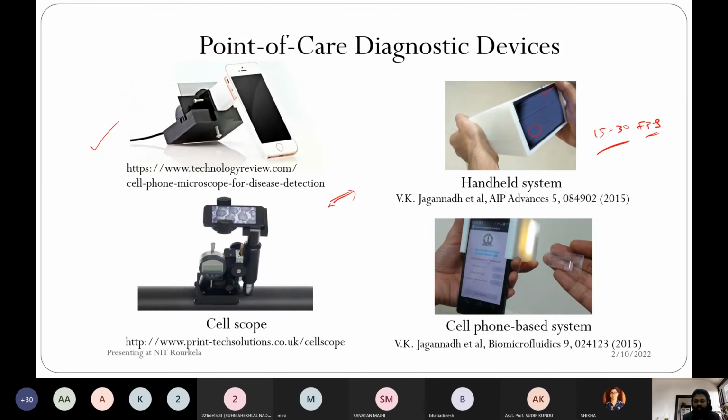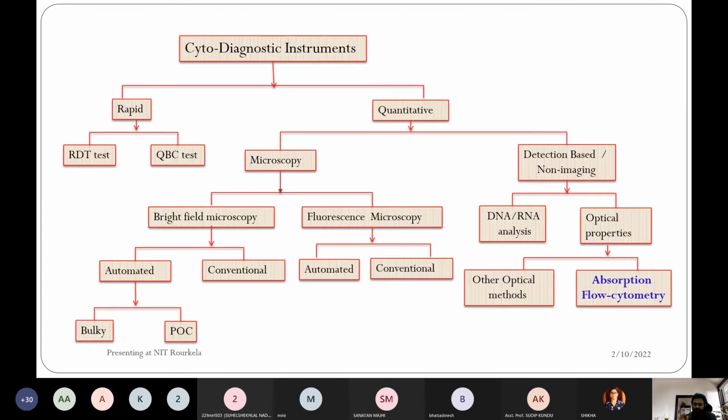If you see the overall flow chart of the different instruments which can be used for malaria diagnosis, we can broadly classify them into two categories. One is rapid, that is fast: 5 to 10 minutes can give you test information. The other is quantitative. The rapid test will give only positive or negative information. With the quantitative, you will get information such as how many cells are infected out of the total, with respect to the region of interest.